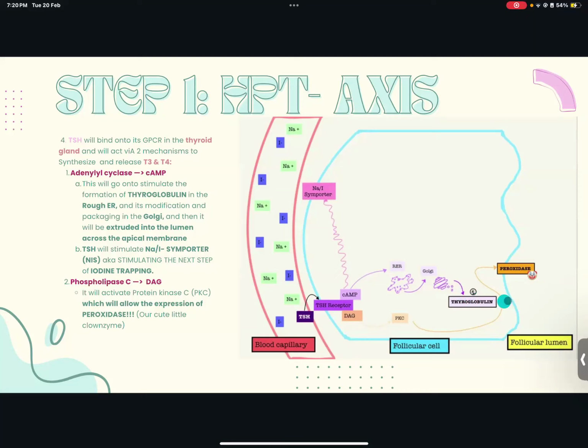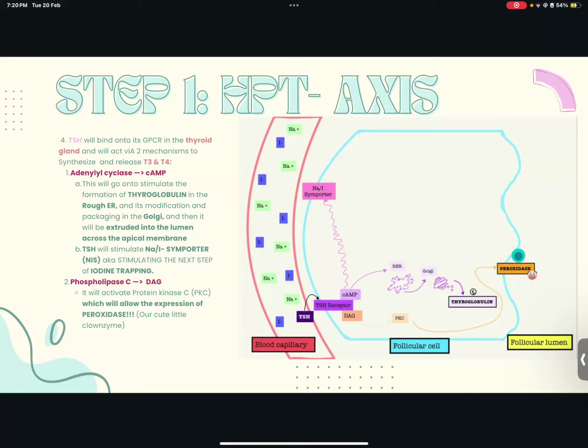Now, this thyroglobulin is going to be released into the follicular lumen across the apical membrane. So here you have the apical membrane, which is facing towards the lumen, and here you have the basolateral membrane, which is facing towards the blood. So this is the pathway of cyclic AMP. Again, you don't need to know the exact pathway, you just need to know what it does. Then you have the phospholipase C. It will activate PKC, and then PKC will phosphorylate or activate our little cute enzyme, peroxidase.